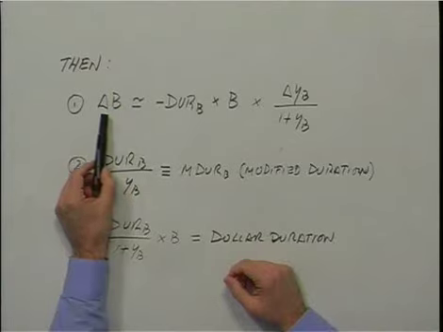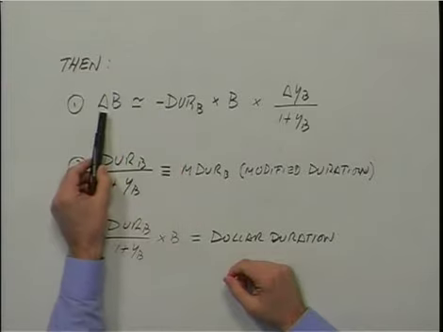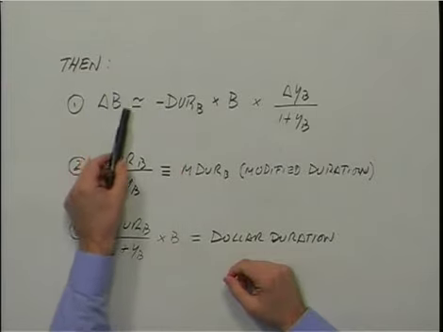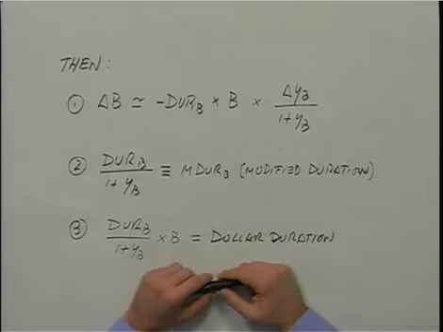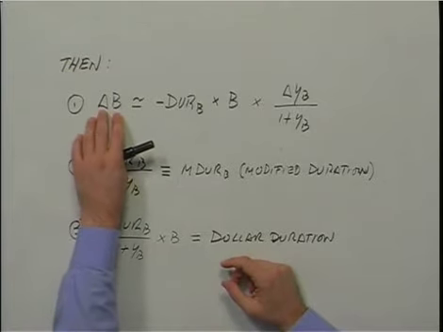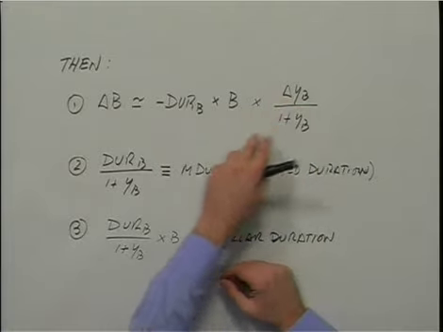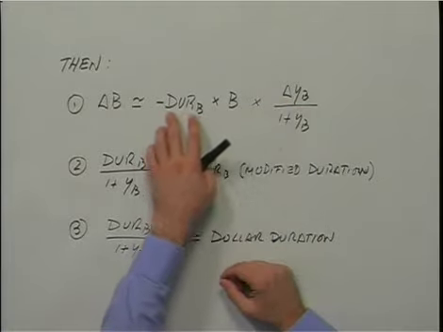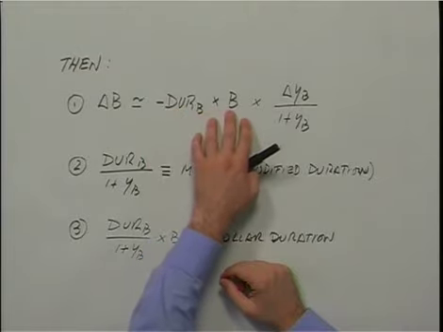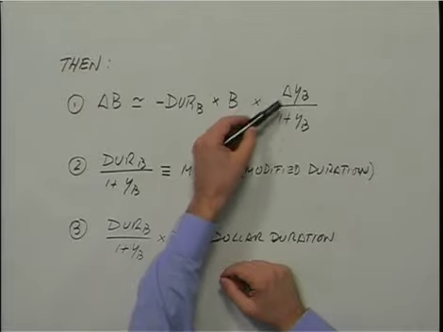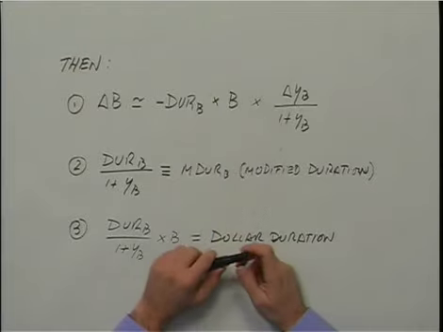Having said that, we can use the formula for duration to do some useful calculations. One of them is to use duration to calculate the expected change in the value of a bond. The expected change in the value of the bond, given a change in the yield to maturity, is a function of the negative of duration times the price or value of the bond times the change in the yield divided by 1 plus the yield to maturity of the bond.